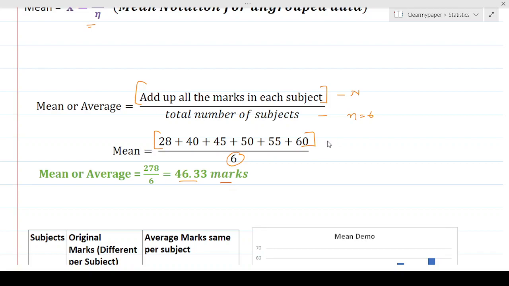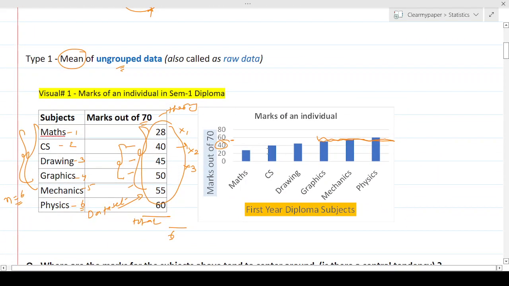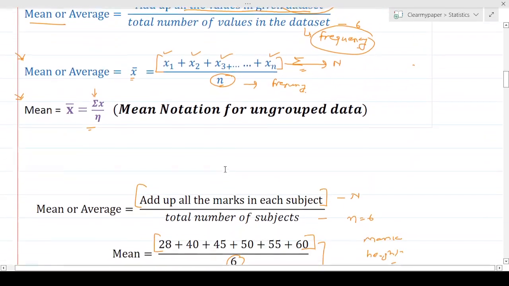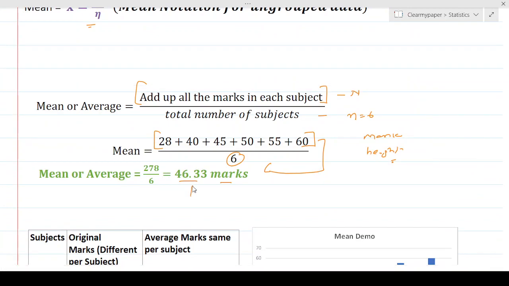Whatever is the unit in the numerator, we will get that unit. If it's marks, it's going to be marks. If we're talking about height of a person, then it's going to be in meters or centimeters. Whatever is the unit of the numerator is retained in the final answer of the mean. So the mean and average of this individual, who is represented by this table or this graph, for the marks for SEM and Diploma, is 46.33 marks. Okay, so now we got the calculation. That's as simple as that.